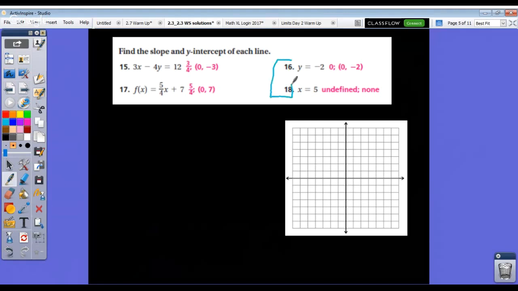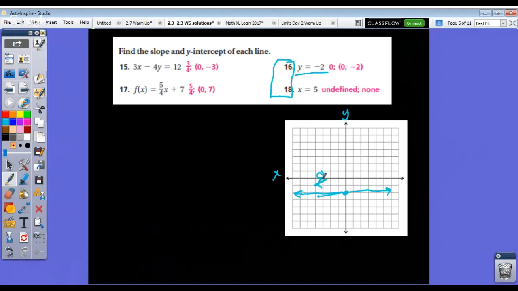16 and 18, I don't know if we've talked about yet, but I was hoping that we could use the graph to help us. So y equals negative 2. Negative 2 along the y-axis, and I'm going to put a point. Y-equal graphs are always going to cross the y-axis. Horizontal line that goes through.